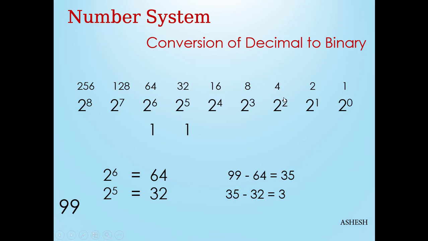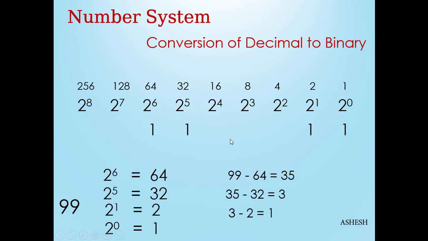Here 2 to the power 2 equal to 4, more than 3, but 2 to the power 1 equal to 2. So we write 1 down along with 2. We have 3 minus 2 equal to 1. We have 1. So 2 to the power 0 equal to 1. So again we write 1 down along with that 1.